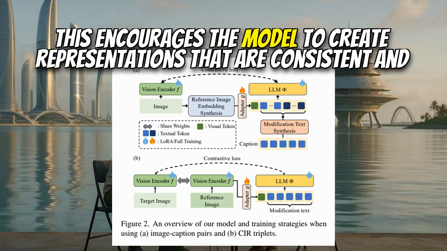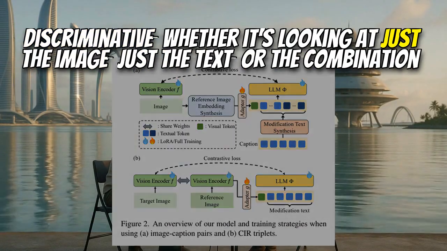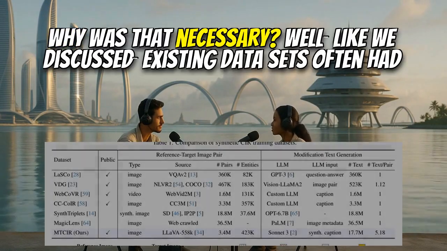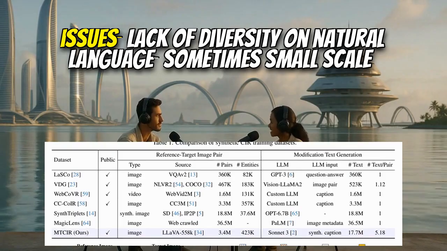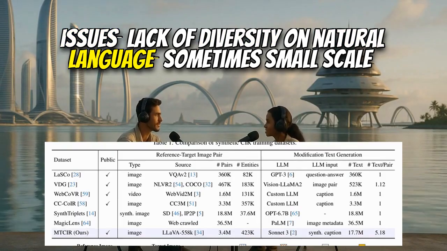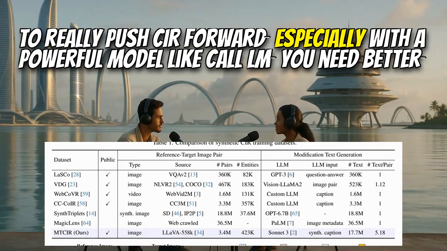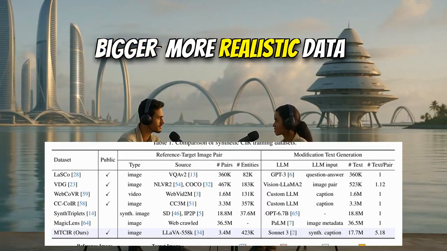This encourages the model to create representations that are consistent and discriminative, whether it's looking at just the image, just the text, or the combination. That sounds like a robust way to train it. Now, you mentioned they also built a new dataset, MTCIR. Why was that necessary? Well, like we discussed, existing datasets often had issues: lack of diversity, unnatural language, sometimes small scale. To really push CIR forward, especially with a powerful model like CoLLM, you need better, bigger, more realistic data.